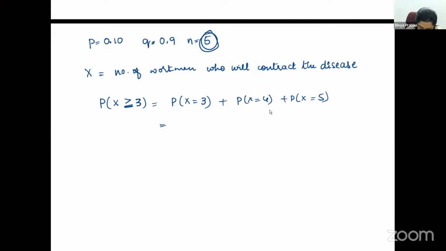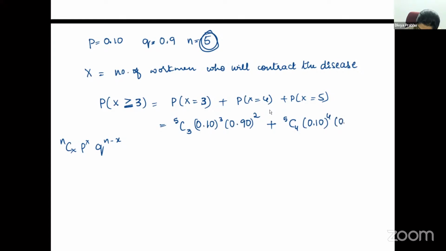Now apply the formula. For each of this, you have to apply this formula. nCx P power x Q power n minus x. So first case will be 5C3 because X equals 3 into P. What is P? 0.10 to the power 3, 0.90 to the power 5 minus 3, which is 2, plus 5C4 into 0.10 to the power 4 into 0.90 to the power 5 minus 4, which is 1, plus 5C5 into 0.10 to the power 5, 0.90 to the power 5 minus 5, which is 0. Calculate this and get me the answer. Understood? Just have to apply formula for all of this.